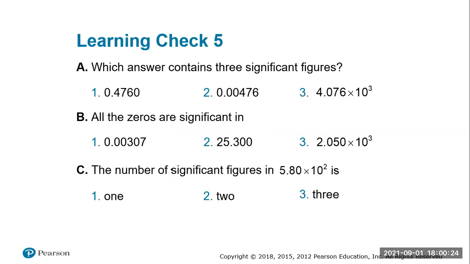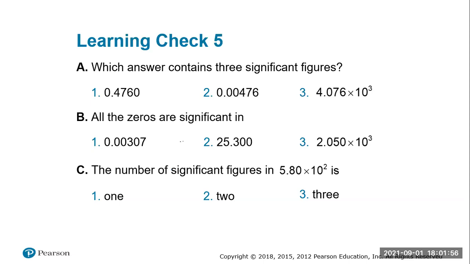Okay, so why don't you take a second and answer these questions. Which answer contains 3 significant figures? All the zeros are significant. And for B, which one is that? And the number of significant figures in that number in C. So take a second or two, a moment, and we'll talk about it.